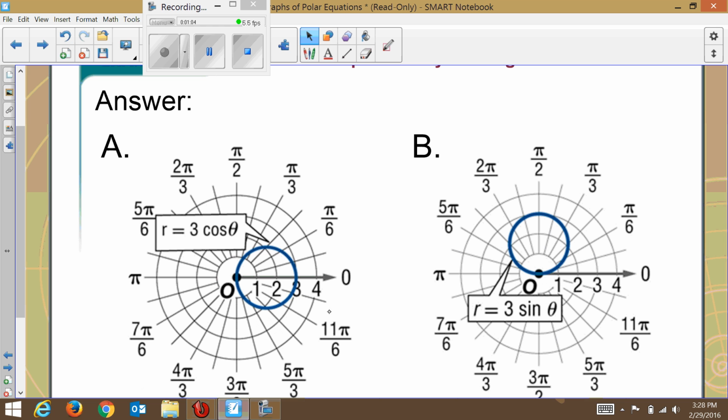Remember, this is a polar grid where it's not x and y's. They go with a theta on the outside, and each one of these marks refers to one mark of radius. So this would be a radius of, I know it looks like it's 3, but it's actually a radius of 1.5, diameter of 3. And this would be the sine going up and down.